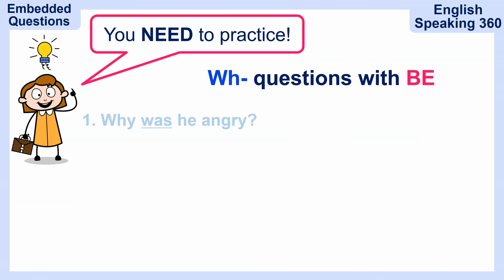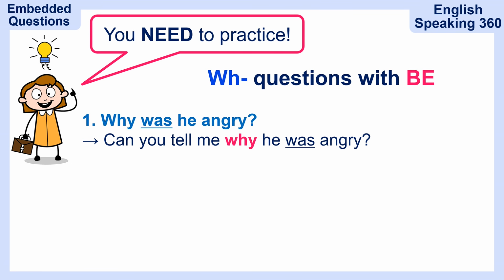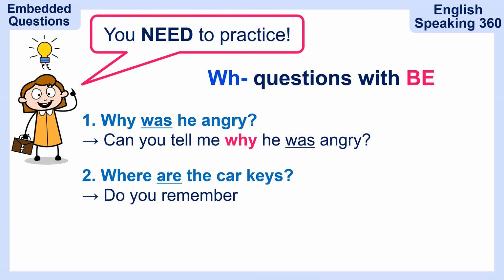You need to practice. Number 1, why was he angry? Can you tell me why he was angry? He was, not was he. Number 2, where are the car keys? Do you remember where the car keys are? Are goes after the subject car keys.